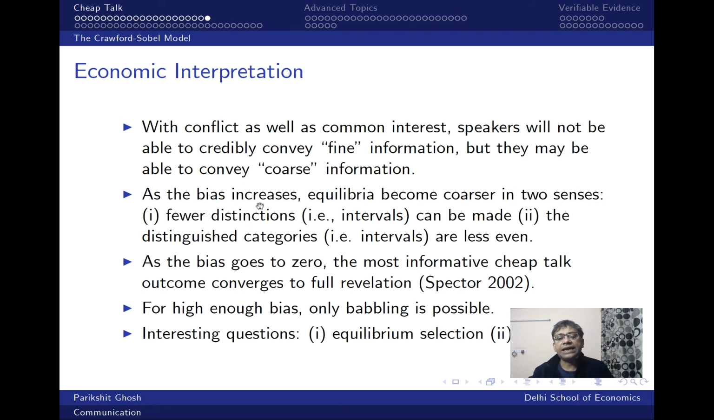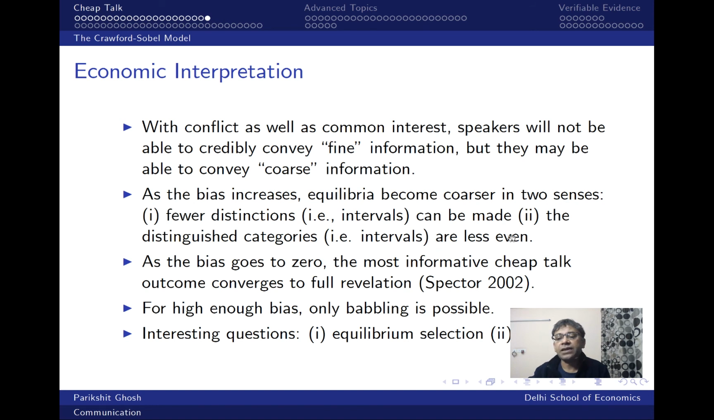So as the bias increases, there's further coarsening of equilibria. And this happens in two senses. First of all, as the bias increases, in a step function sort of way, the maximum number of intervals that can be created gets lesser. The most informative equilibrium will have fewer intervals or distinctions as we increase the bias. It doesn't happen in a continuous way, but as you keep increasing the bias, after certain points, the number of intervals goes down by a notch.